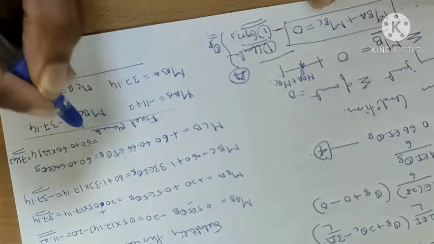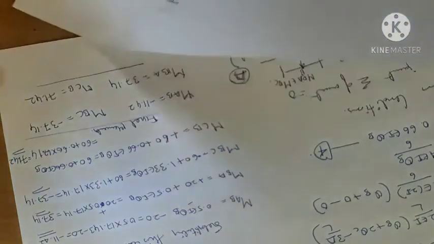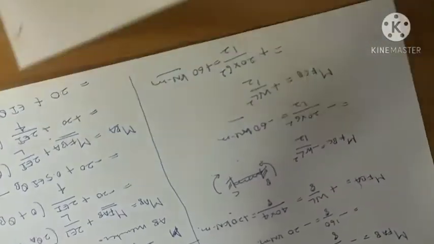Now you need to draw the BMD for this. When you are drawing the BMD, you need to consider the free BMD first. What is the free BMD for the AB member and for the BC member? Where is the question? The question is here.